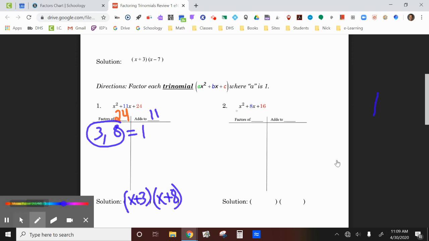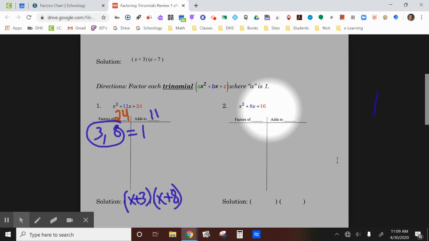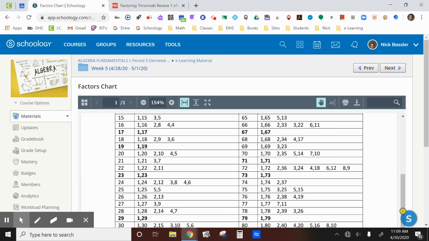All right, example 2, we have x squared plus 8x plus 16. All right, so we want to find factors of 16 that add to 8. All right, so again, I'm going to reference my factors chart.